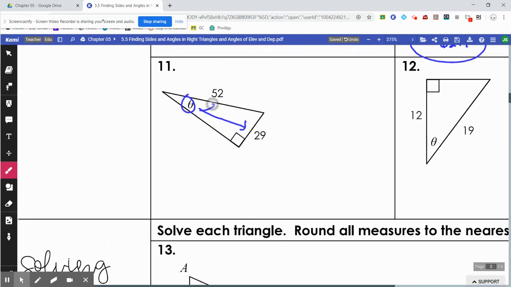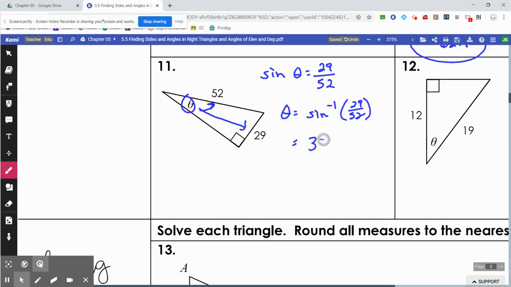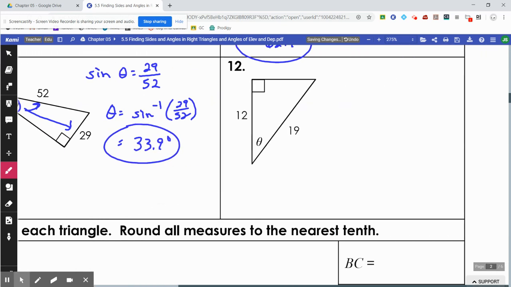Number 11. Here's my angle. This is opposite and hypotenuse. That's a sine problem, or sine of your angle is equal to opposite over hypotenuse. So therefore your angle, when you move sine over, would be the inverse sine of 29 over 52, which gives you 33.9 degrees.